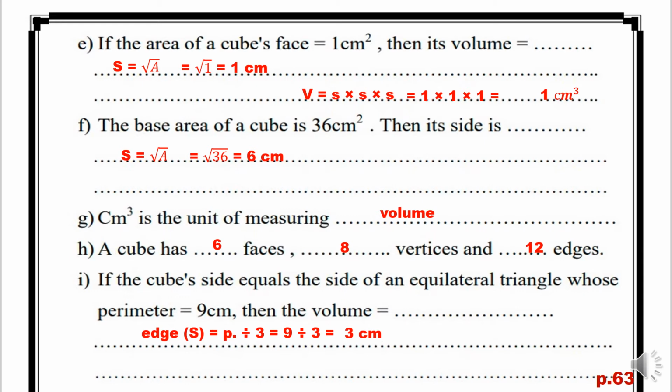So, now I got the side of the equilateral triangle, which is equal to the side of the cube. So, the side of the cube is equal to 3 centimeters also. To get the volume, it's equal to side times side times side. 3 times 3 times 3 equals 27 centimeter cube.